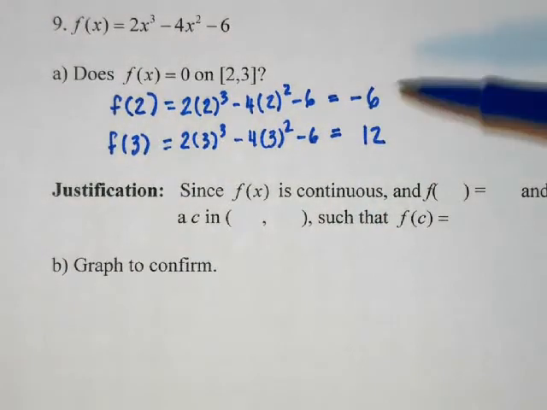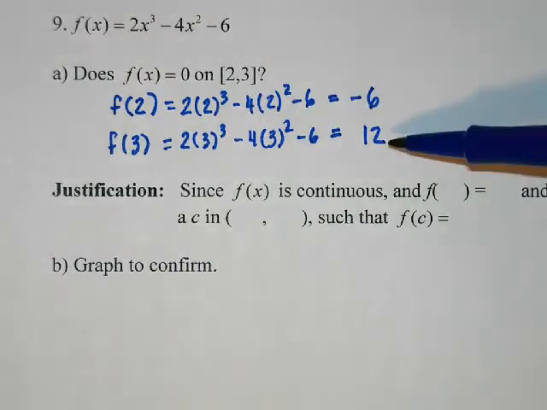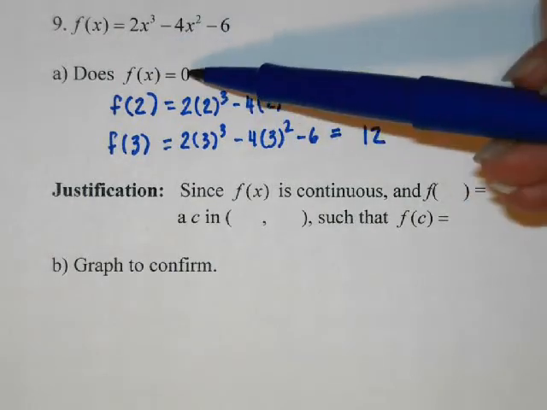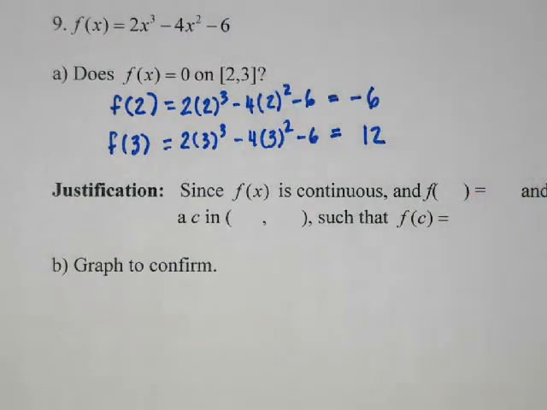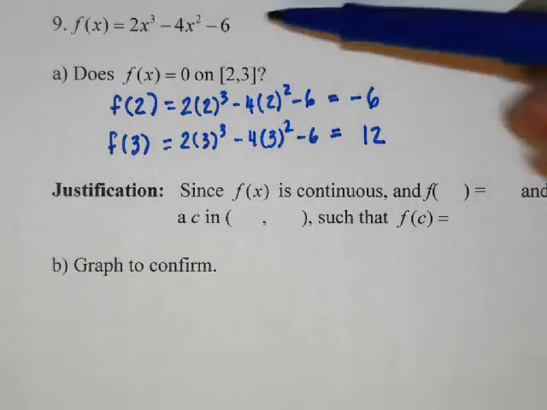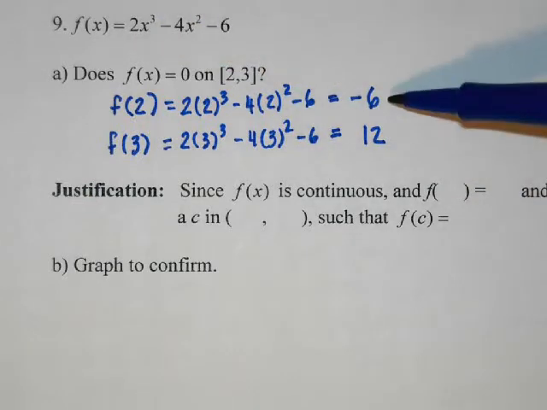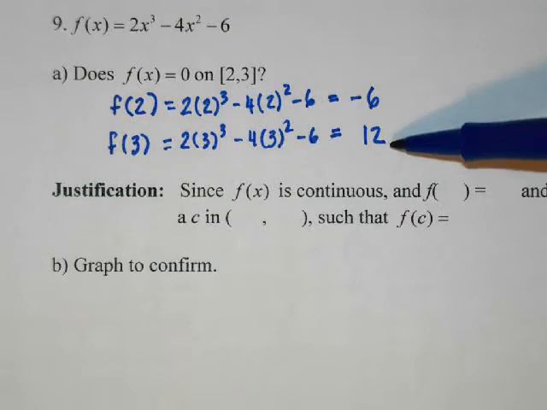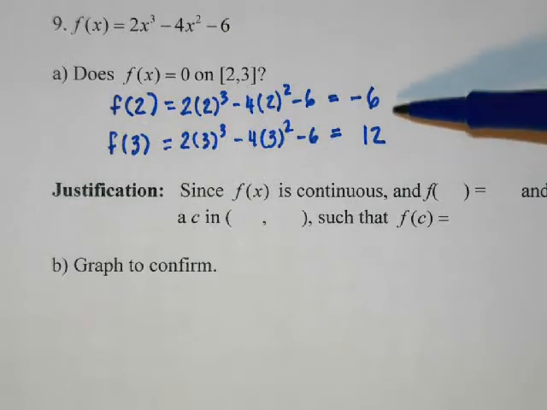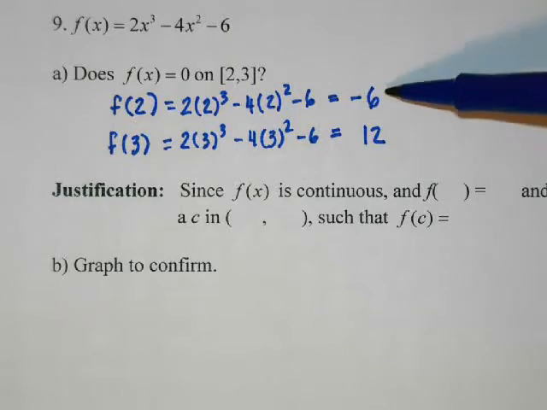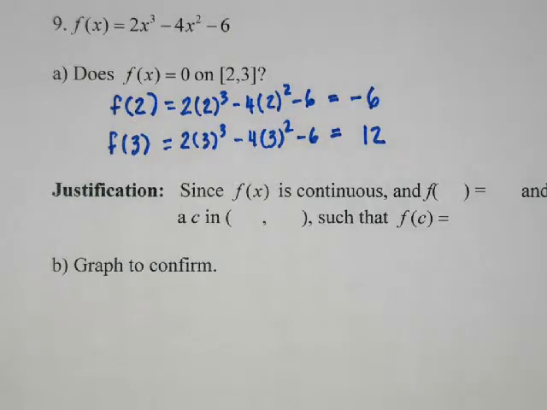So, if f of 2 is negative 6 and f of 3 is 12, does f of x equal 0 somewhere in between there? Absolutely. This is a continuous function. So if we're going to go from negative 6 to 12, there's no way you can get from here to there without crossing 0. You must pass 0 to get from negative 6 to positive 12.